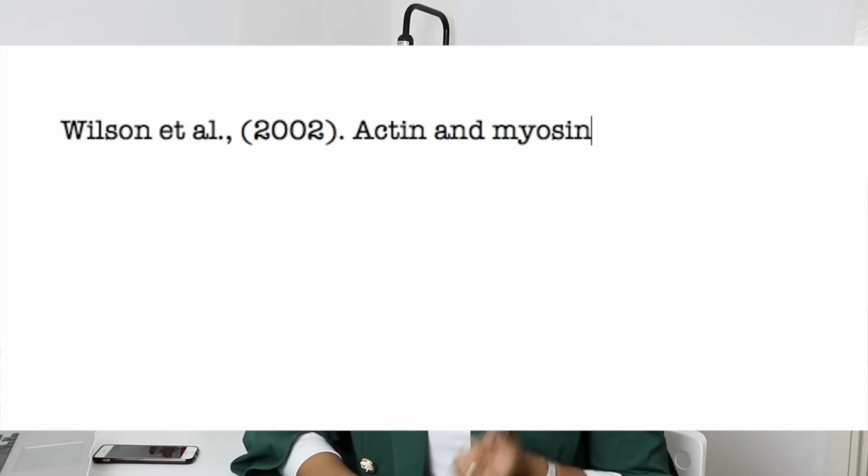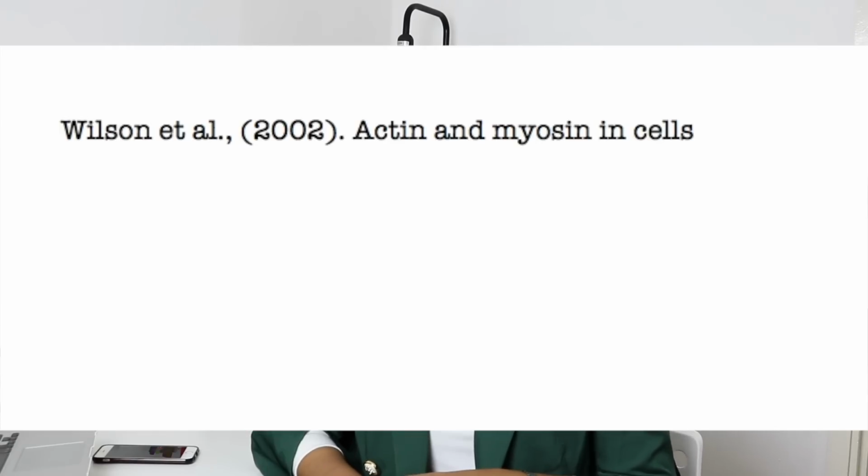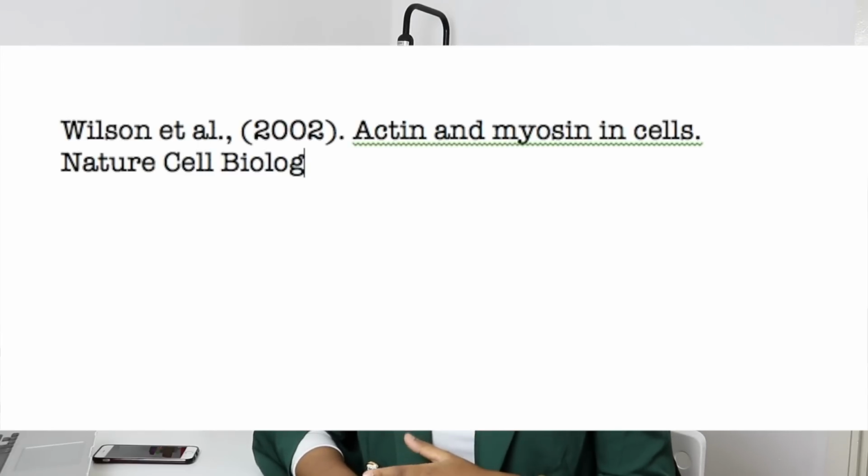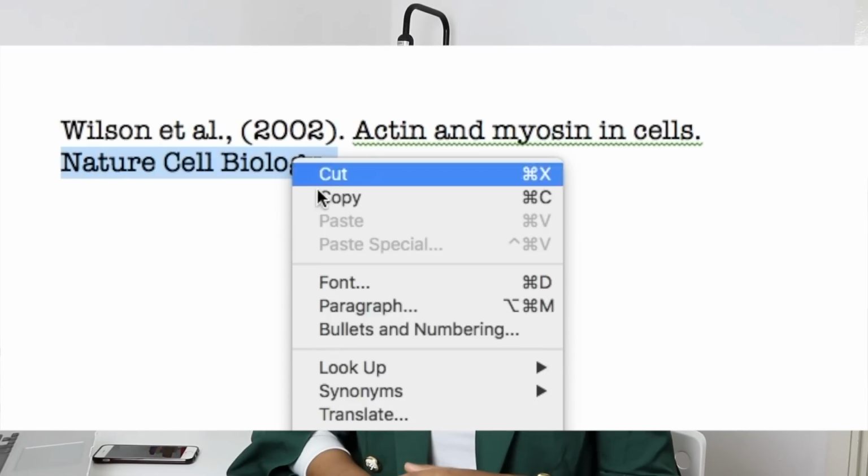You then write down the date of publication. So whatever year it is, you write down the date. Then you end that with a full stop. You then need to include the title of the article. So you do have to write the full title of the article and then end that also with a full stop. The next part is the journal name.